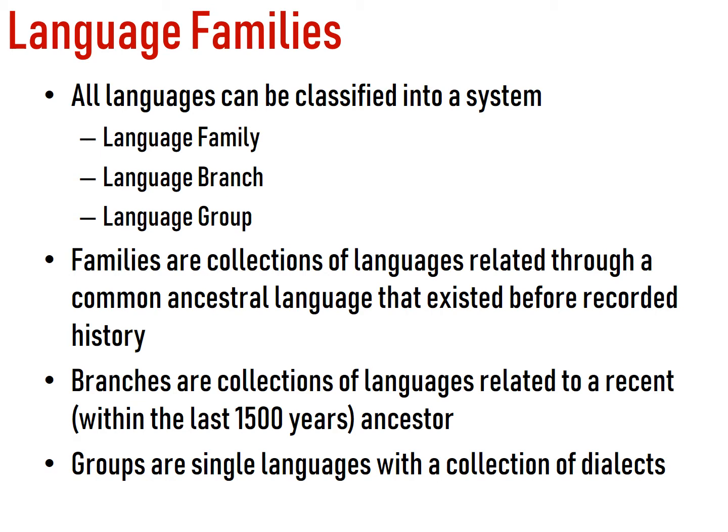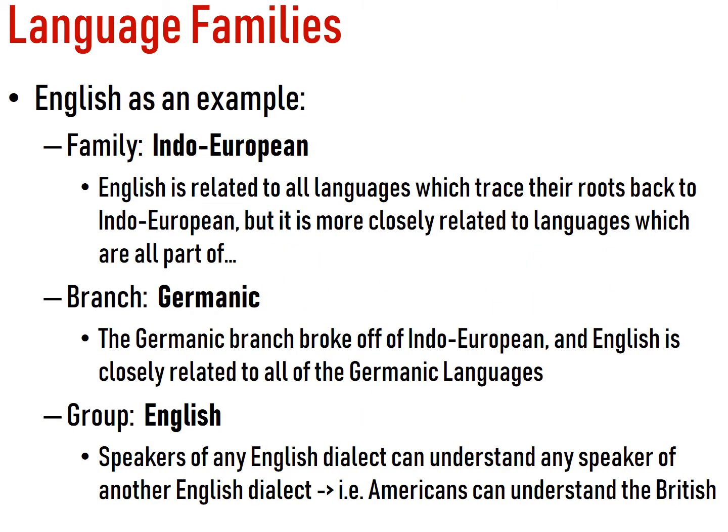Now, branches are languages that do have an ancestor that is a part of recorded history. Like, we know that language, we can study it, maybe we call it a dead language or something like that, but it's still there and it's still written down and we can still reference it. And then finally, groups are the actual languages. These are the ones that we speak: English, German, Spanish, French, Portuguese, all that. And the reason why they're called a group is because they have collections of dialects, right?